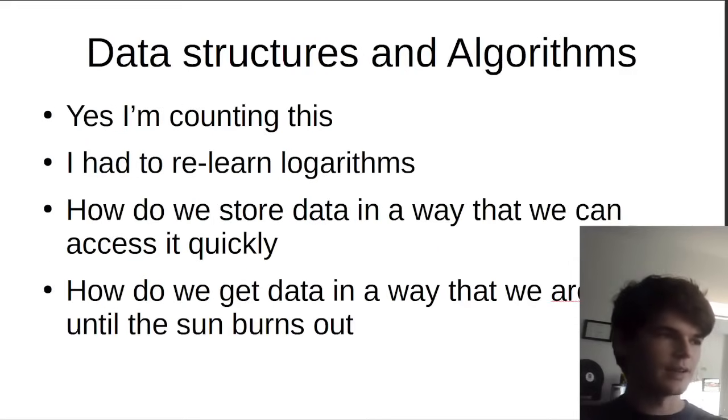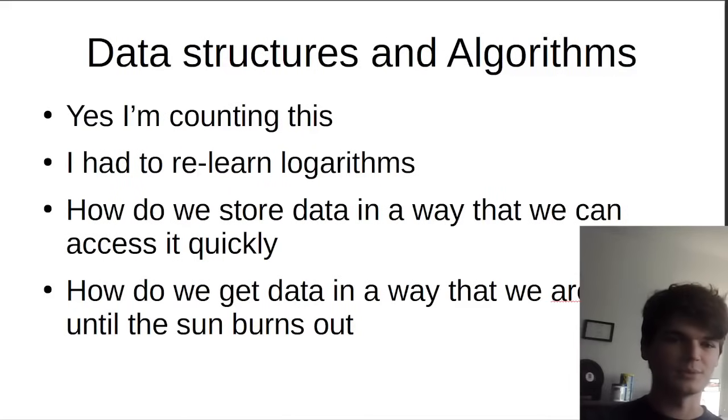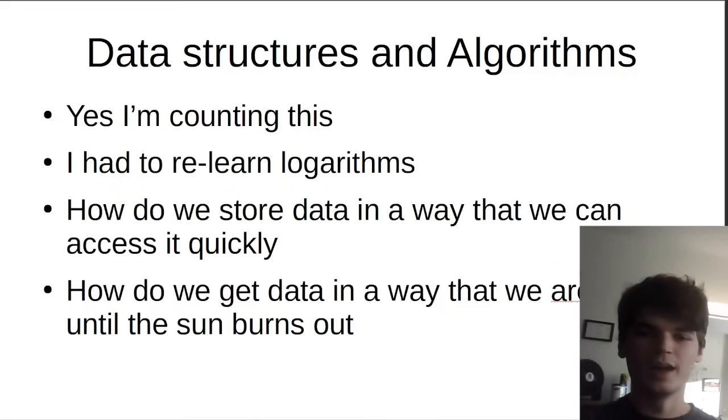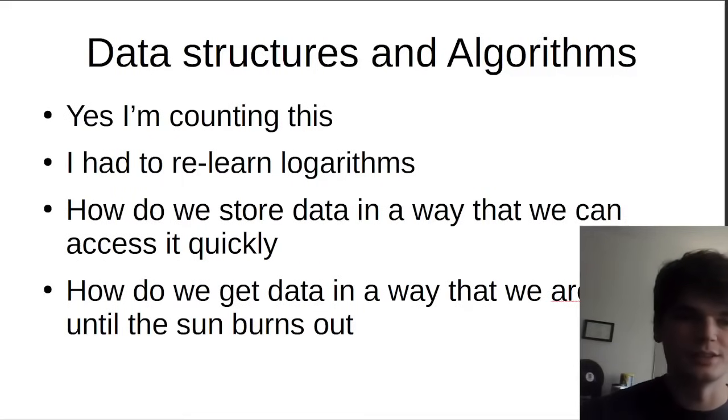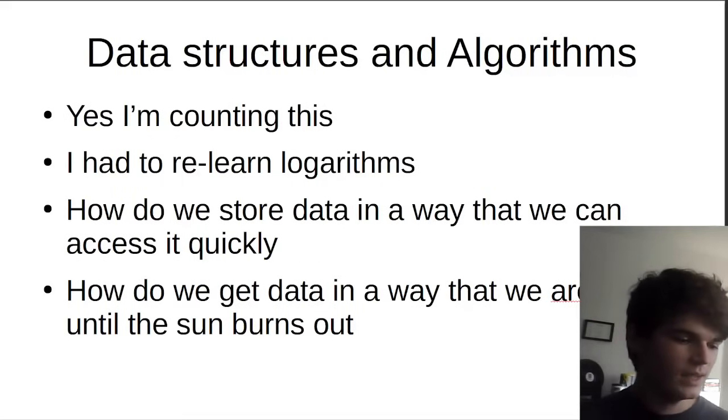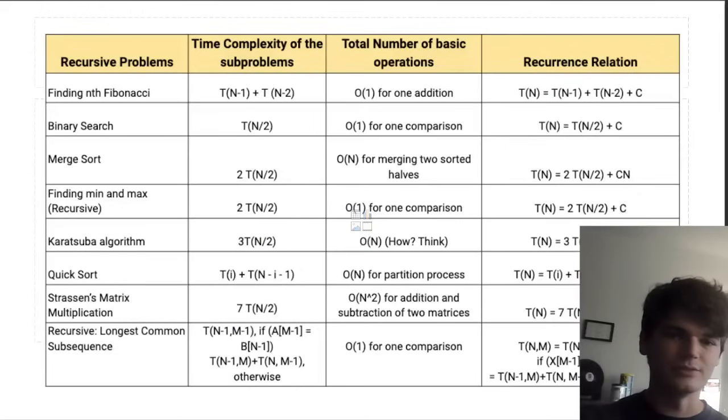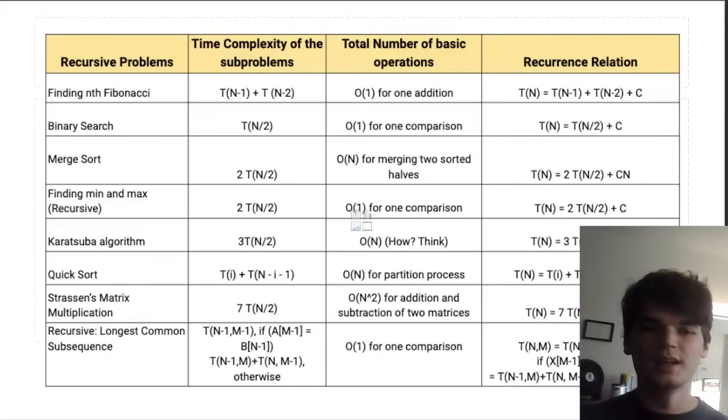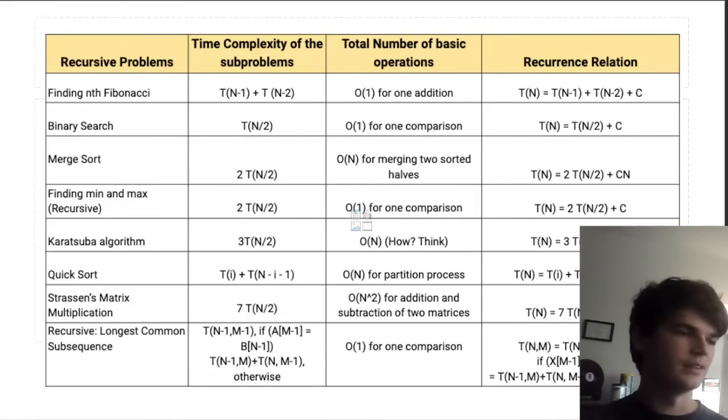Okay, data structures and algorithms. Yes, I'm counting this because I had to actually relearn a mathematical concept, which was logarithms. How do we store data in a way that's fast? How do we get data in a way that is fast? I think if you're a computer science major and you don't do well in this class, they should take your diploma away. I'm just kidding, but I think this class is 100% necessary. And I'm also including it because of recursive algorithm analysis. Anyone who had to do that will testify to how hard that is. It is very, very tricky.